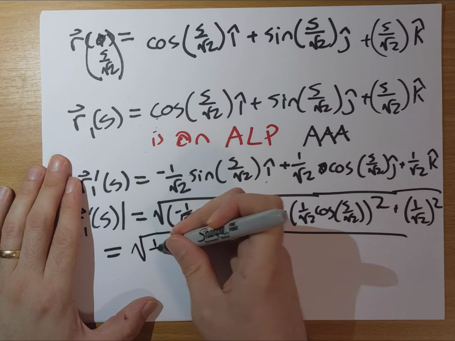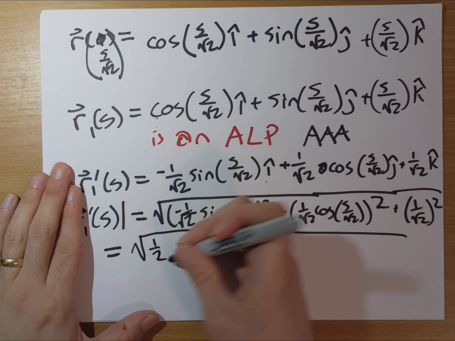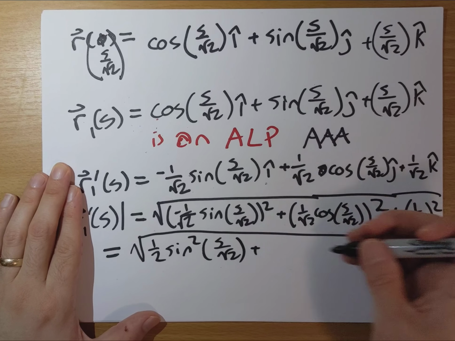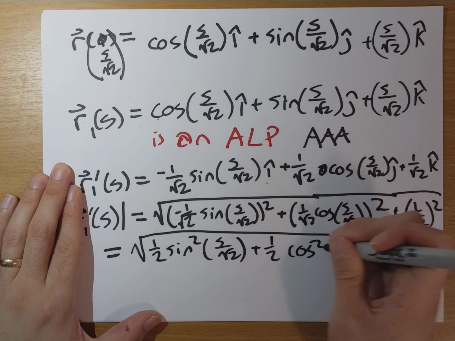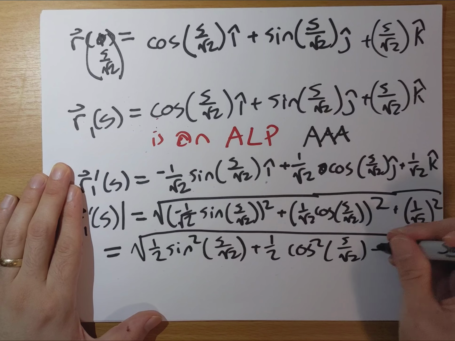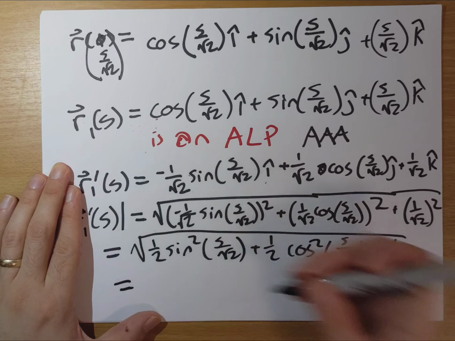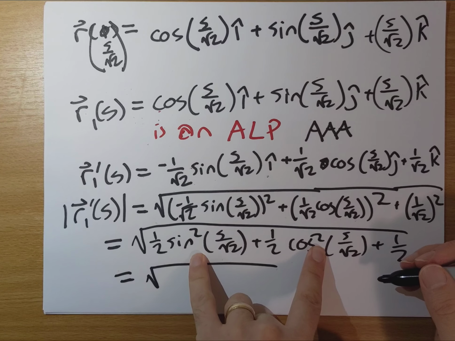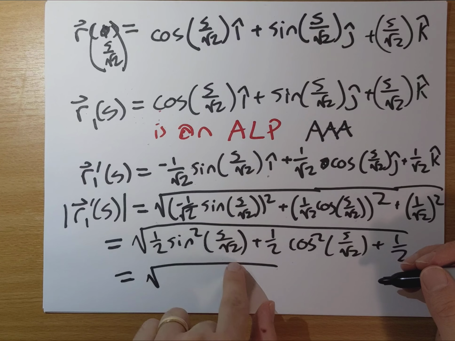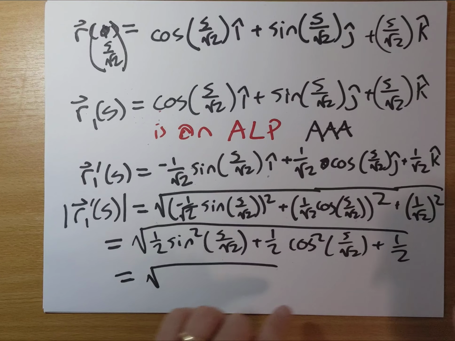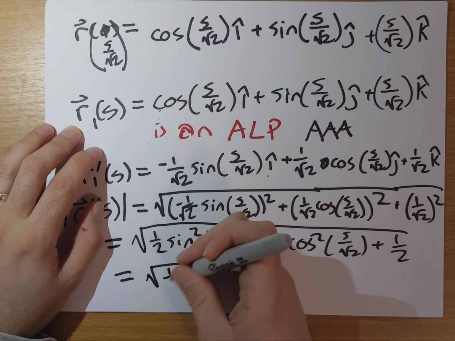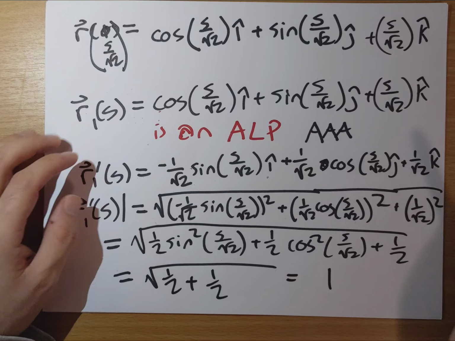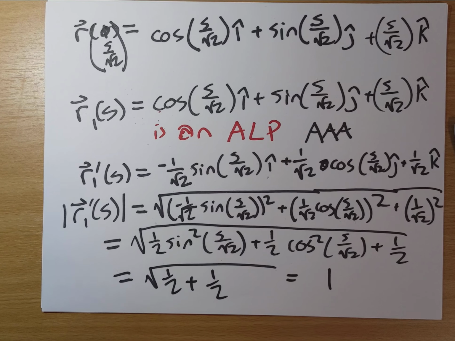And so what is under our square root? We have 1/2 sine squared of s over square root 2 plus 1/2 cosine squared of s over square root 2 plus 1/2. Sine squared of s over square root 2 plus cosine squared of s over square root 2 is just 1, so these terms add to 1/2, plus that 1/2 over there. We have 1, as desired.